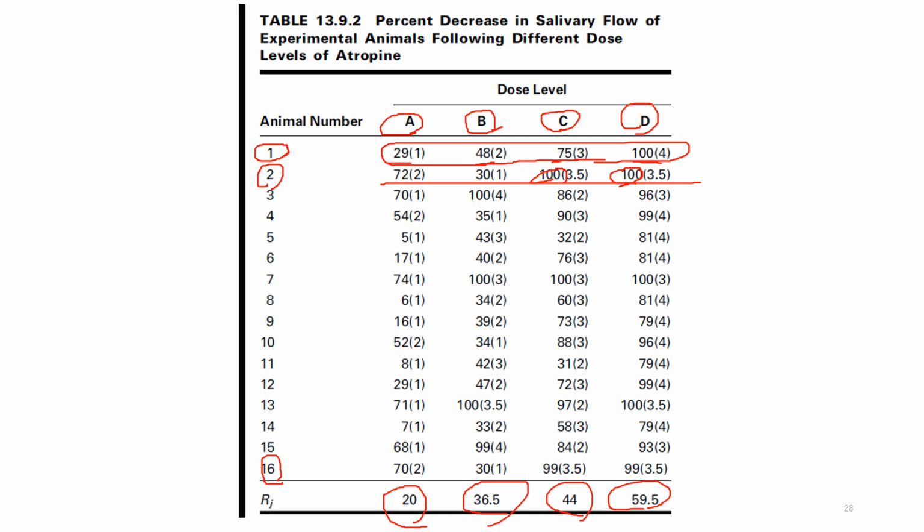So that's the rank sum, R_j. When you look at the R_j, you can sense what is going to happen. Okay.